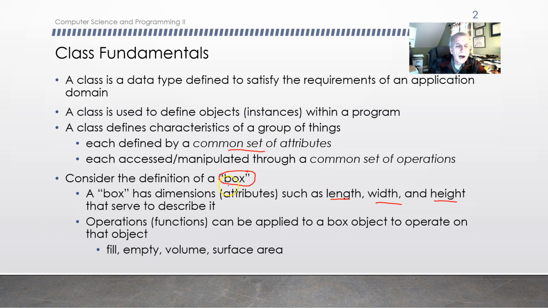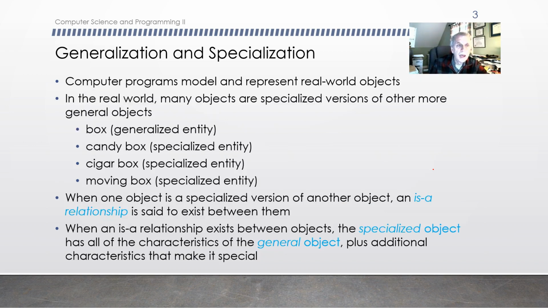But also a box has a set of operations or functions that can be performed, and these are applied to any box object. They allow us to operate on the box by doing things such as filling the box, emptying the box, examining the volume of the box, or computing the surface area of the box. So again, these are common attributes and common operations. They're common to all instances of box, regardless of what type of box we might have.